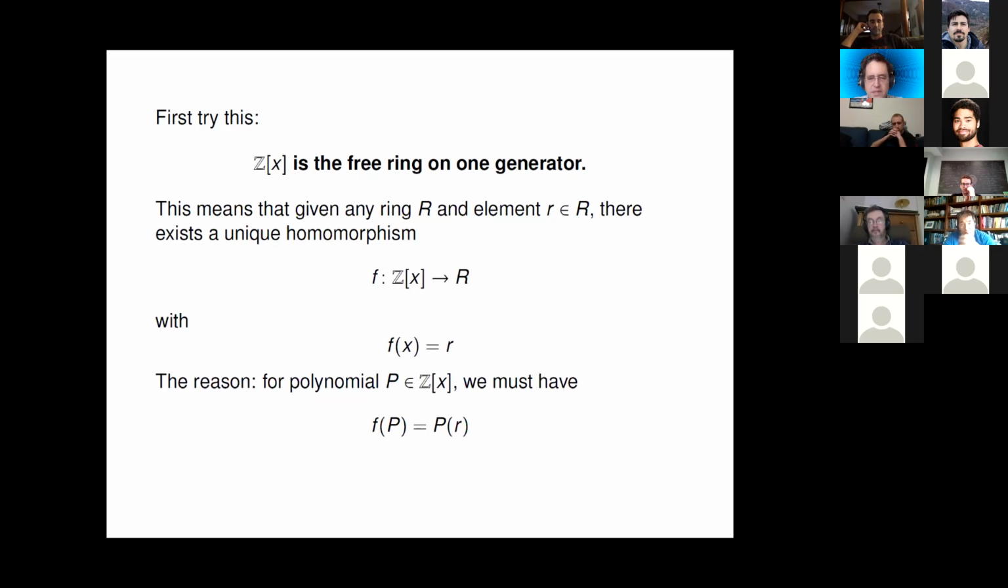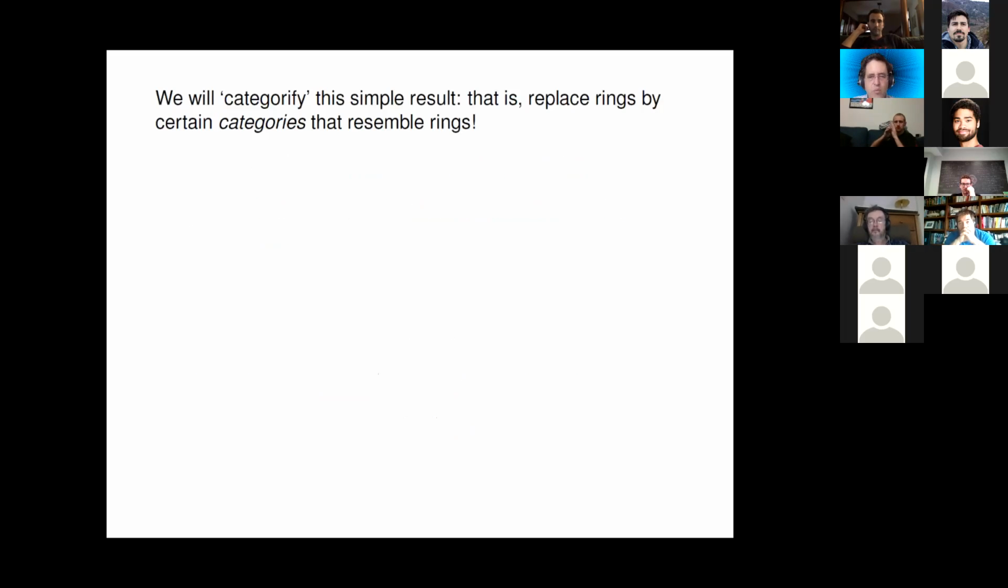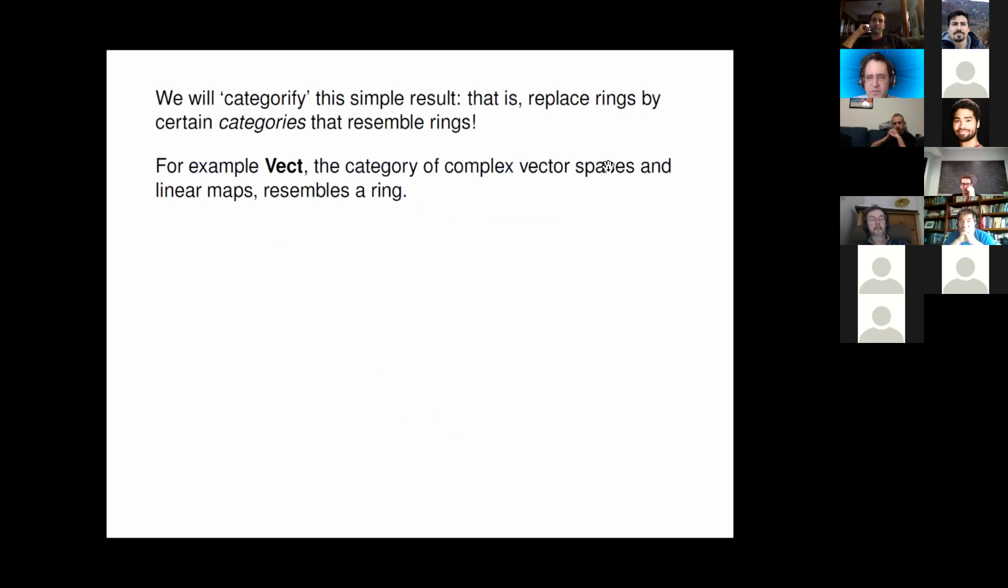So that's an idea that has a lot of variance, but what I'm going to try to do is to categorify this result. So in other words, I'm going to replace rings in the story that I just told by certain categories that have a structure similar to that of a ring. So what the hell do I mean by that? Well, like the category of vector spaces, say complex vector spaces, and linear maps between them, that actually is a lot like a ring. It's a category, but it's like a ring.